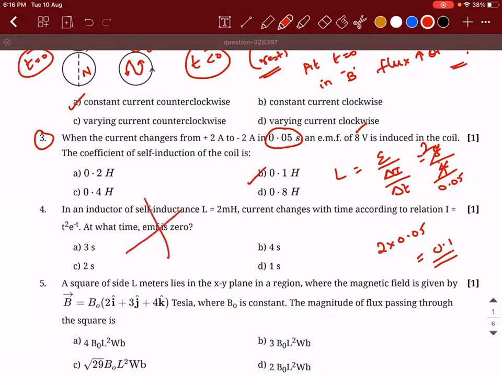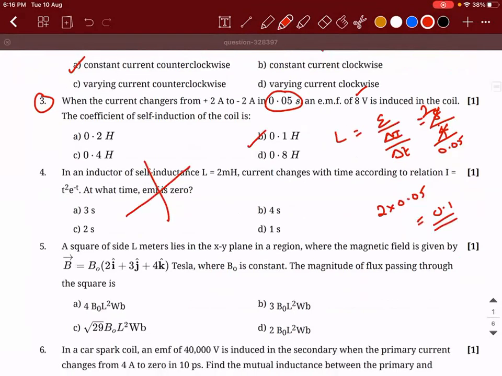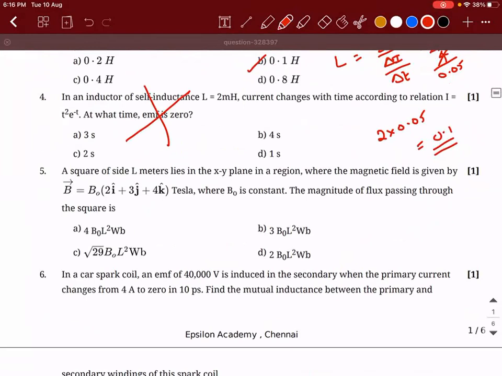This one you need not do. Growth and decay is not there in your syllabus. Similarly, fifth one, try it out. WB stands for Weber here.